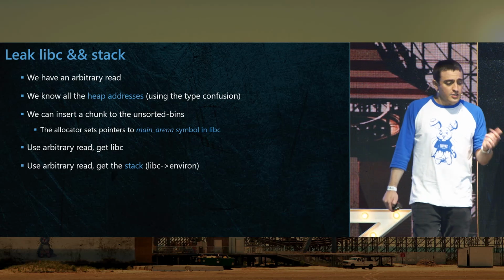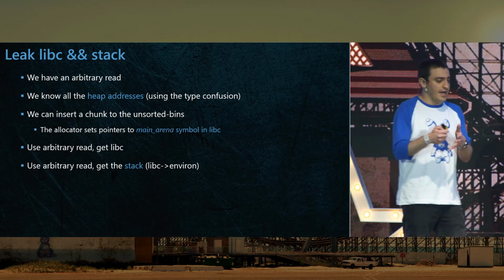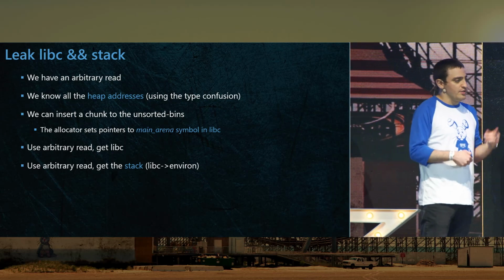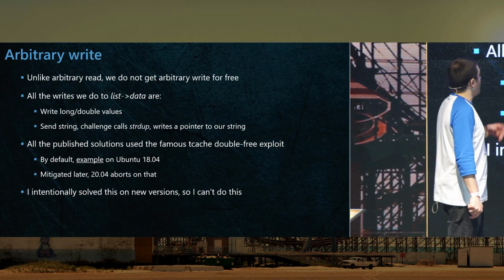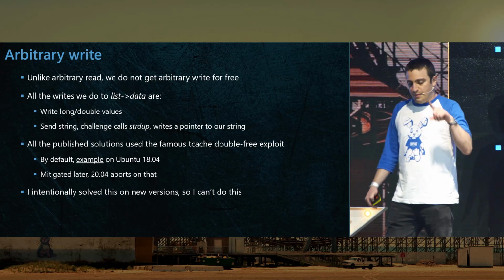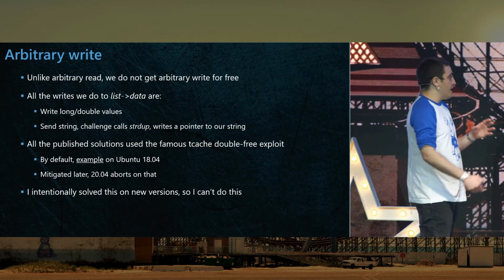OK, so we have an arbitrary read, and we can leak all of the heap addresses because of the type confusion, so we can get libc, right? Because we can just free some chunk into the unsorted bins. You have a pointer to the main arena symbol. You just leak it, and because libc has a pointer to environ, I can leak the stack as well. OK, now we need to get some arbitrary writes, of course, and we cannot do the double free attack because, again, it was mitigated. But we can do something else.